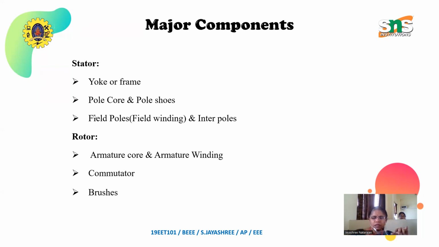Then the second major component in a DC machine is the rotor. The rotor is a rotating part inside the DC machine. It consists of the armature core and armature winding. The second one is the commutator. The third one is the brushes. We will discuss them one by one.